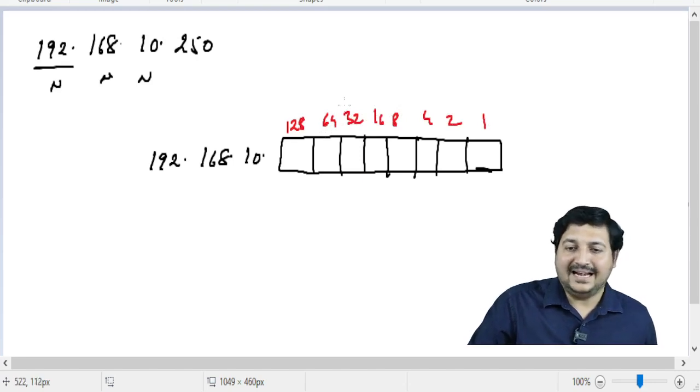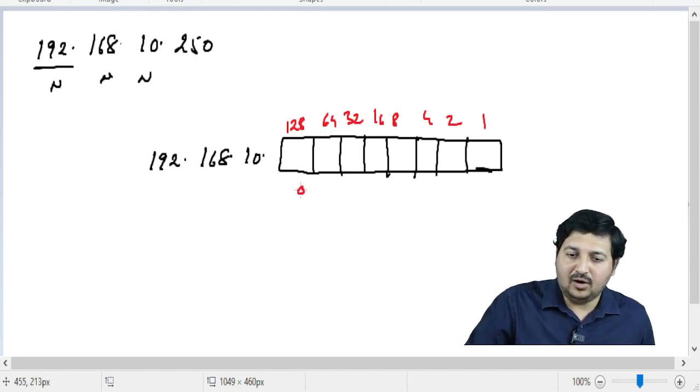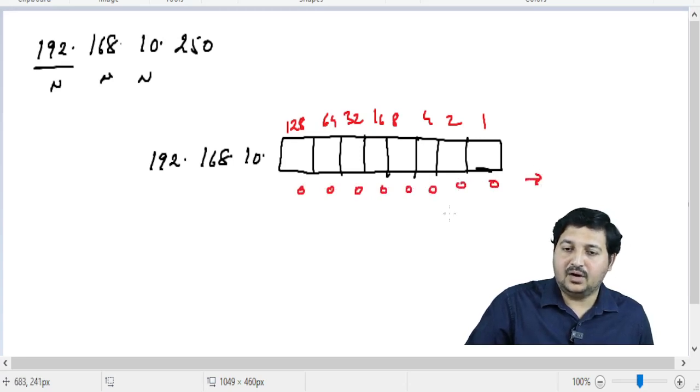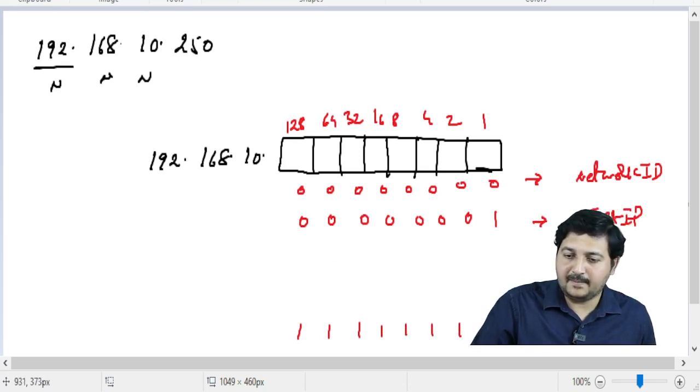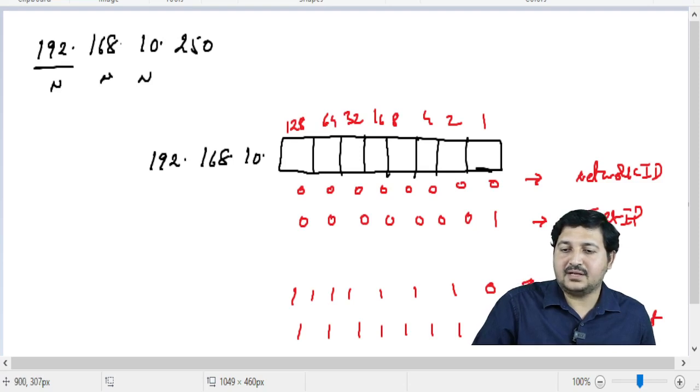Now, let me find the range. Range means what? All zeros is the first one. What is this called? Network ID. And then all zeros with a 1 at the end. What is this called? This is called my first IP address. Then what is my last? All 1s, 1, 1, 1, 1, 1, 1, 1, 1, called broadcast. And then 1, 1, 1, 1, 1, 1, 1, 0. What is this called? Last IP address.